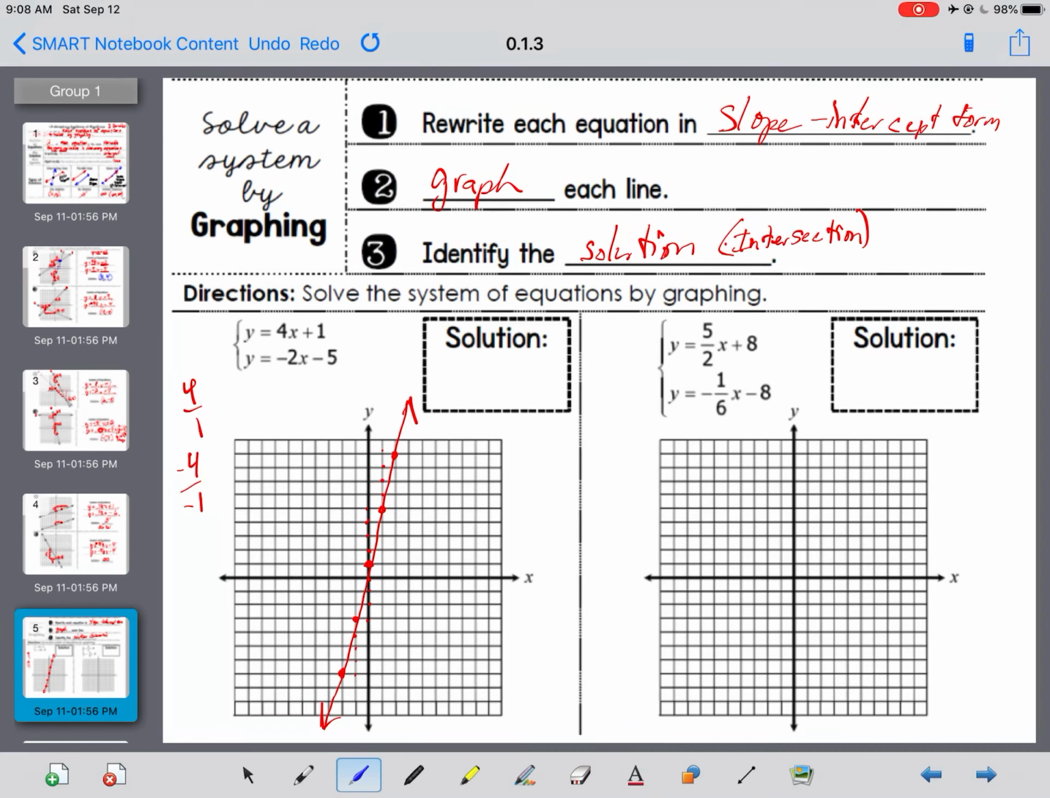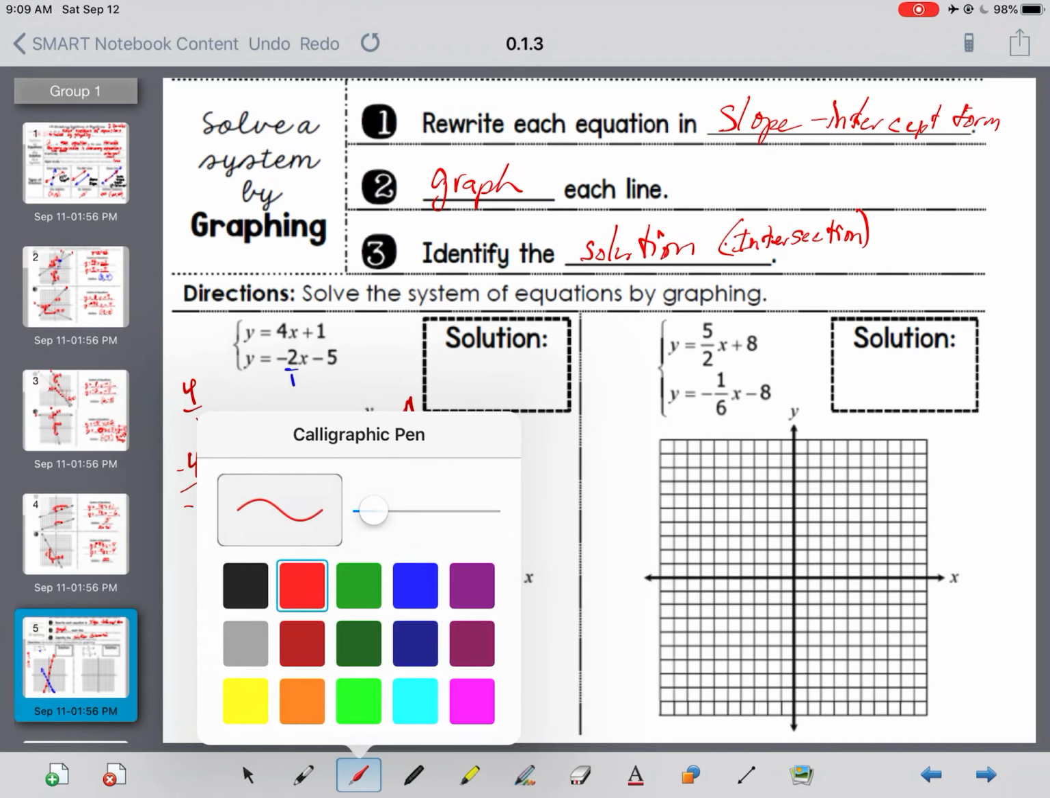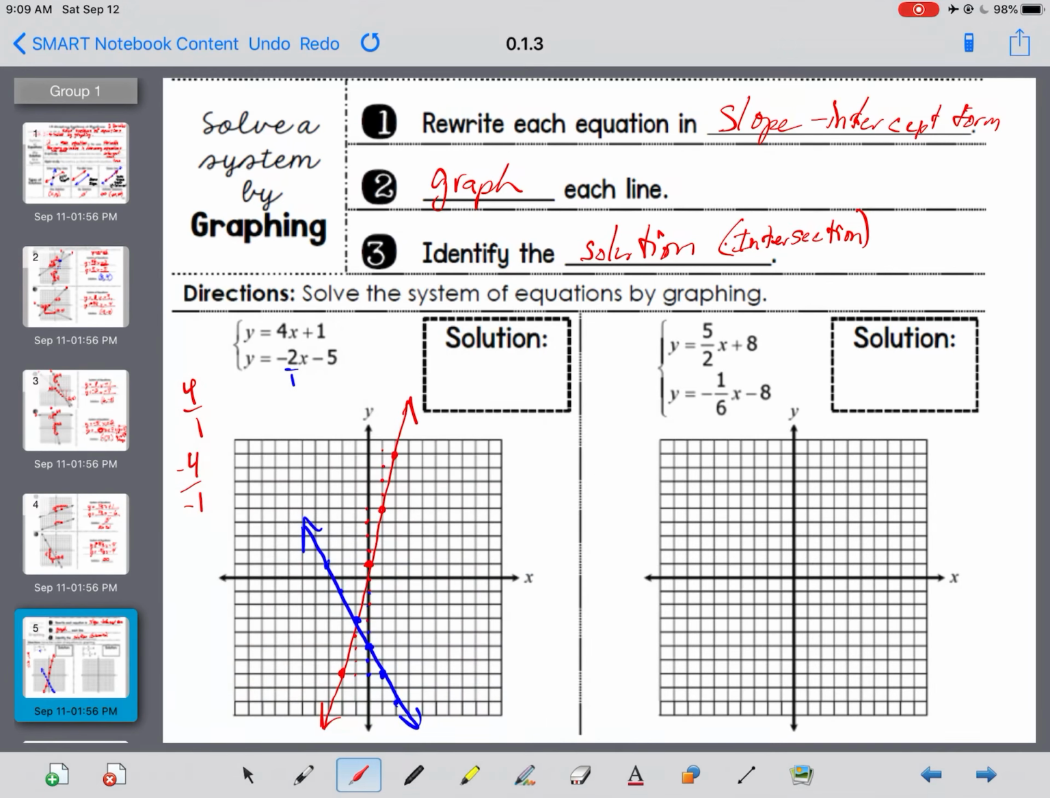And I'll switch colors for the next one. Starts at negative 5. 1, 2, 3, 4, 5. And it has a negative slope, so I need to go right, down 2 over 1, down 2 over 1. But I could also go up 2, back 1. There's my intersection. This is why I like to make a lot of dots. That way I end up making a dot right exactly where they meet. And they meet at negative 1, negative 3. That's where they meet. All you got to do is graph them.